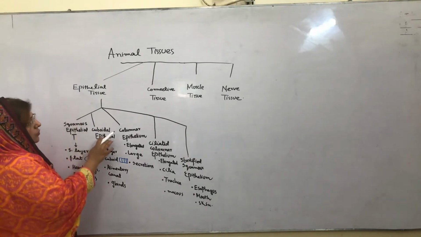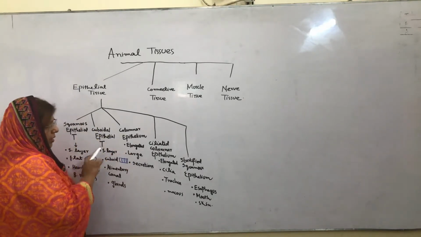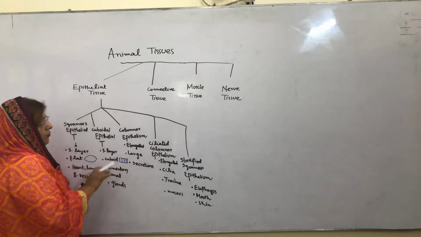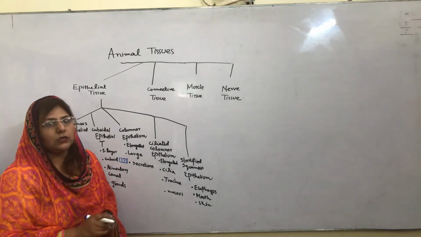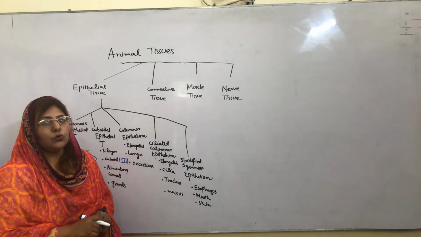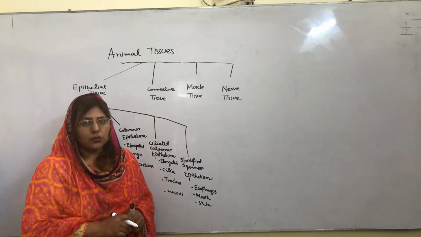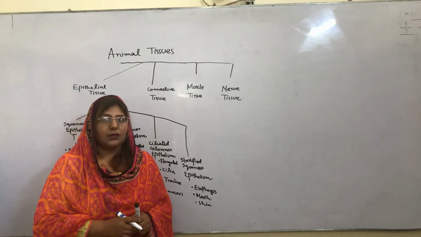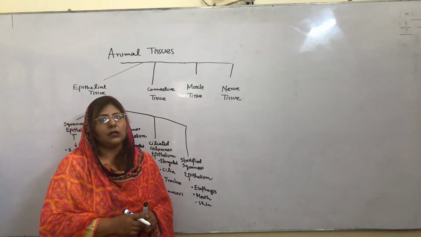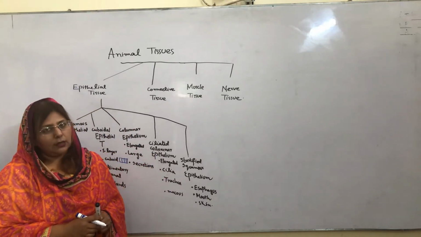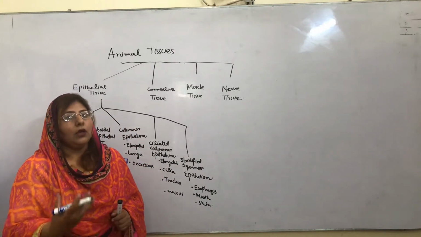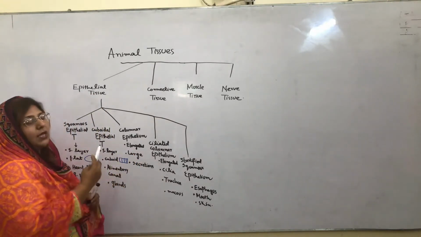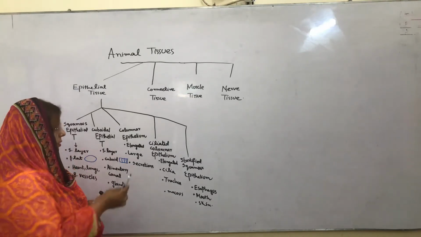The third type of epithelial tissue is columnar epithelium. They are elongated and large, and they are found in glands which do secretions. Secretions are juices. For example, in our stomach gastric juice is produced, and gastric juice is a secretion produced by the stomach which helps make the food softer. So they are found in those parts which do the secretions.